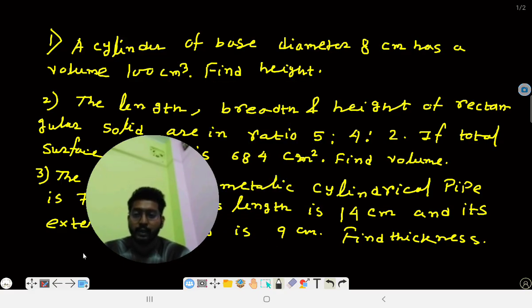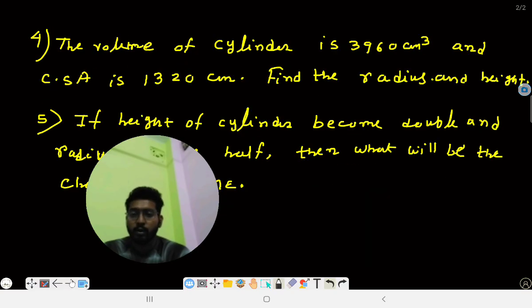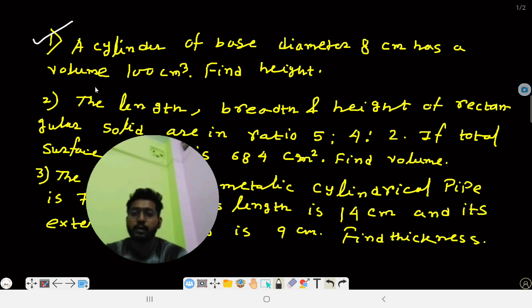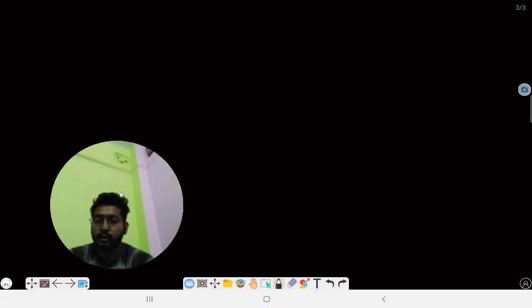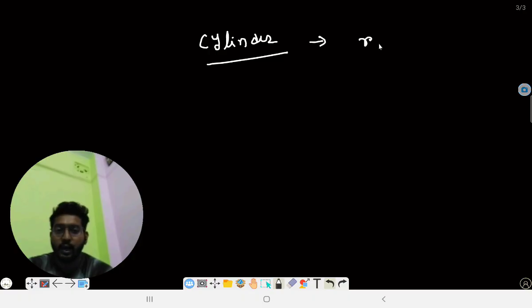So first of all, for that one, you should know the formulas of cylinder, cube and cuboid. Okay, so first question is here, it is given cylinder. So for cylinder, what are the formulas we should know? I am writing the formulas that we need for solving this type of problems. For cylinder, the radius is r and the height is h. So this will be the radius and that will be the height.